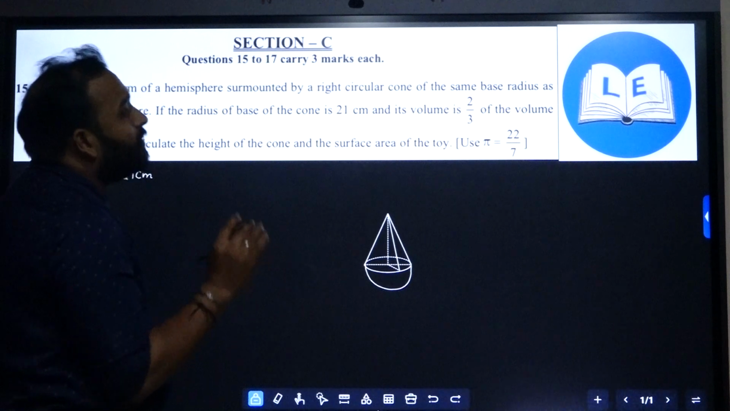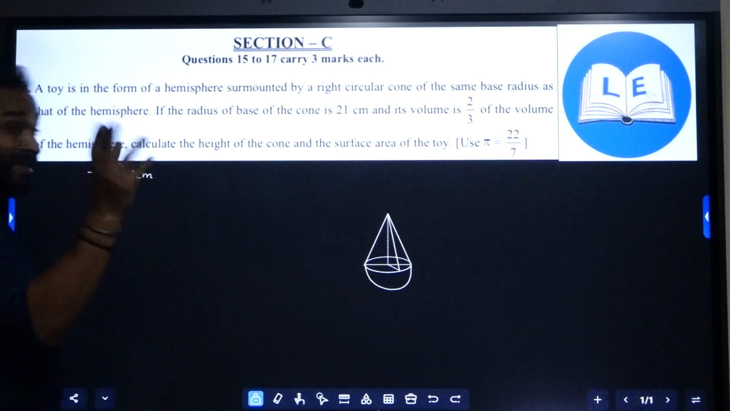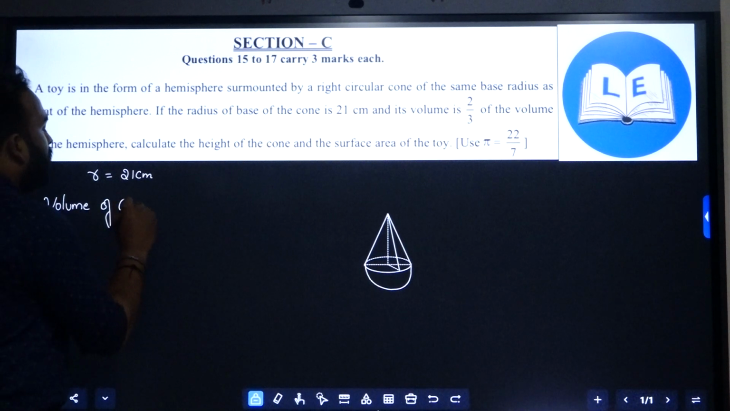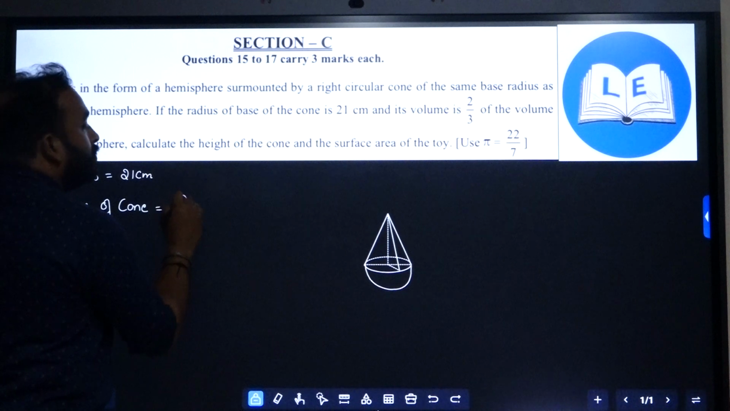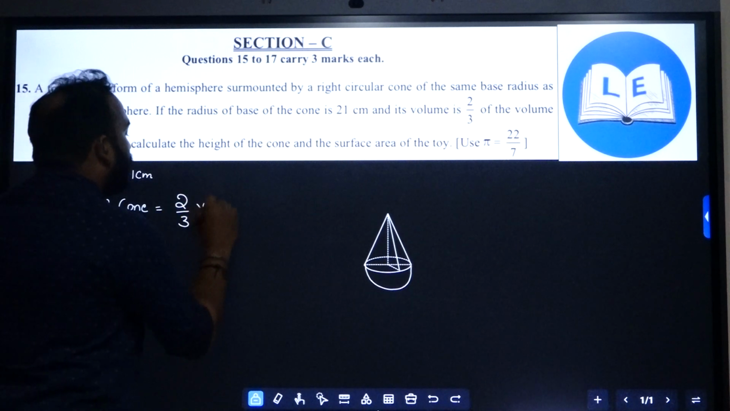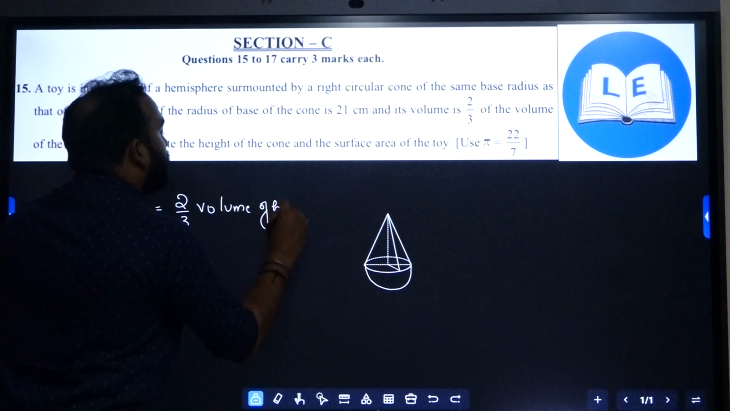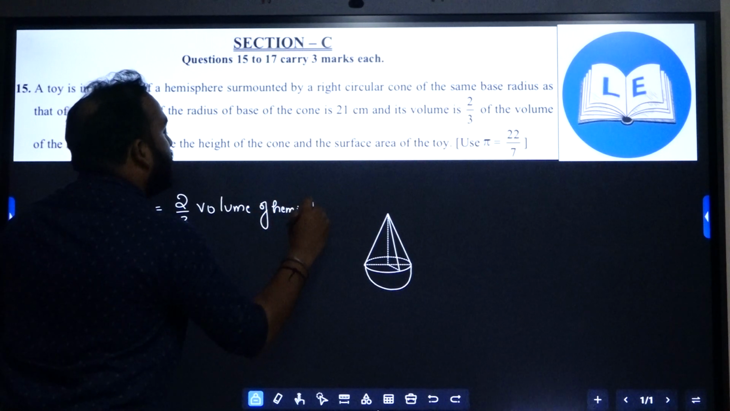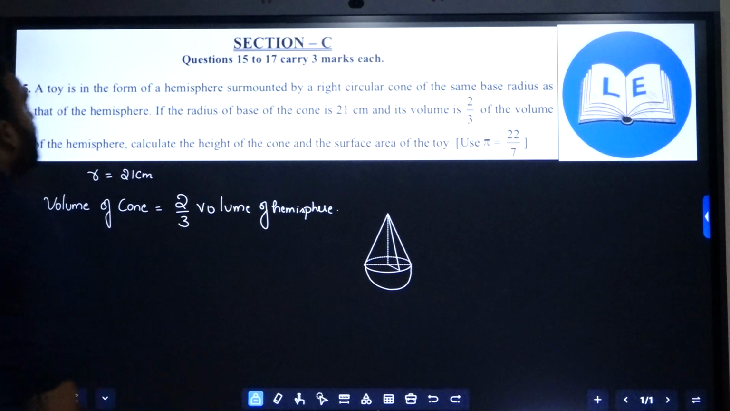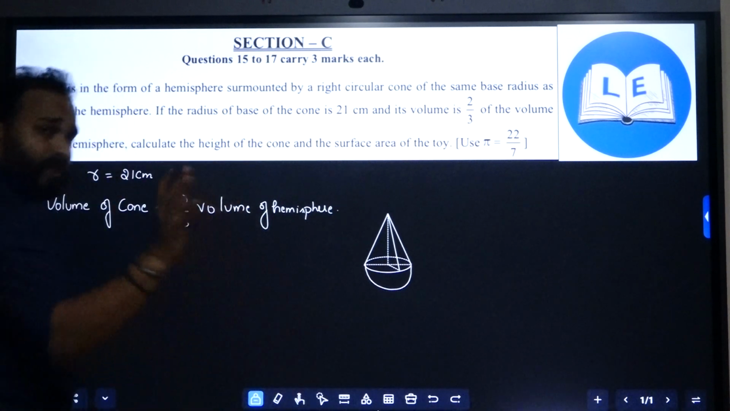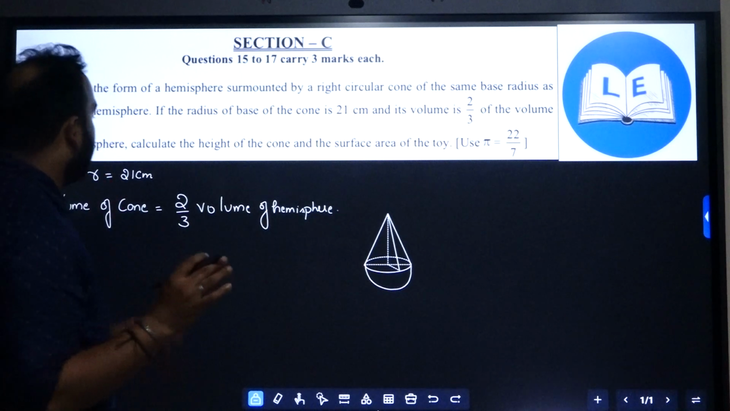And its volume is 2/3 the volume of the hemisphere. This is the hint given in the question. Let's write volume of cone. What is given, children? Volume of cone is equal to 2/3 volume of hemisphere. And they have not given the height of the cone. We need to find the height of the cone. Calculate the height of the cone and the surface area. So first, let us try to find the height, children, here.